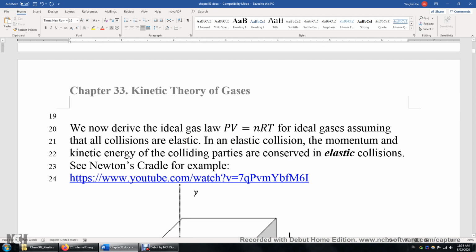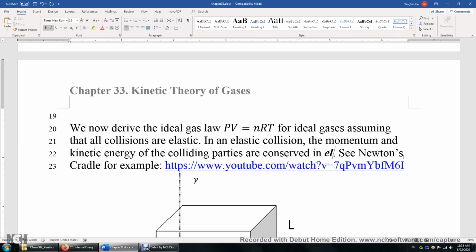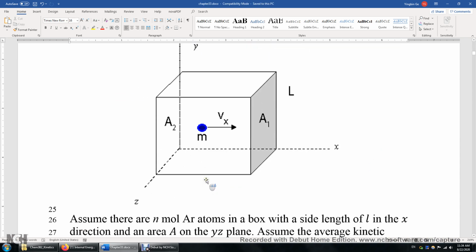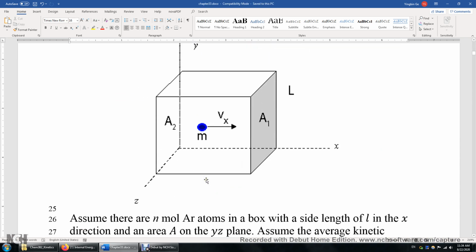We now derive the ideal gas law, PV equals nRT, for ideal gases. We'll have to assume all collisions are elastic. In an elastic collision, the momentum and kinetic energy of the colliding particles are conserved. So you may watch this YouTube video to see an example of a nearly elastic collision. Okay, now let's derive.